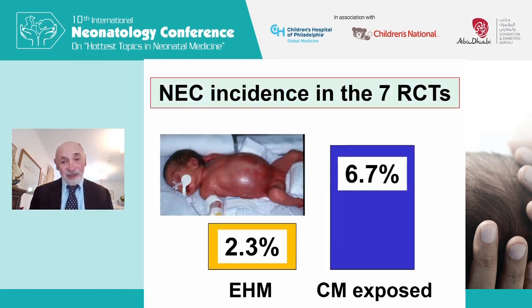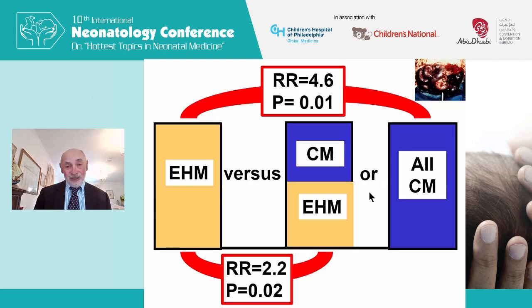Now, if we look at NEC incidence in these 7 randomized trials, 2.3% on an exclusive human milk diet, 6.7% in the cow's milk exposed group, but this depends on how much cow's milk you're exposed to. In those 7 trials, we have some that compare exclusive human milk with all cow's milk or with partial cow's milk feeding. And you can see that for the all cow's milk group, there's a 4.6-fold increased risk of NEC, whereas with partial cow's milk feeding, there's still a more than doubling of the risk of developing NEC.